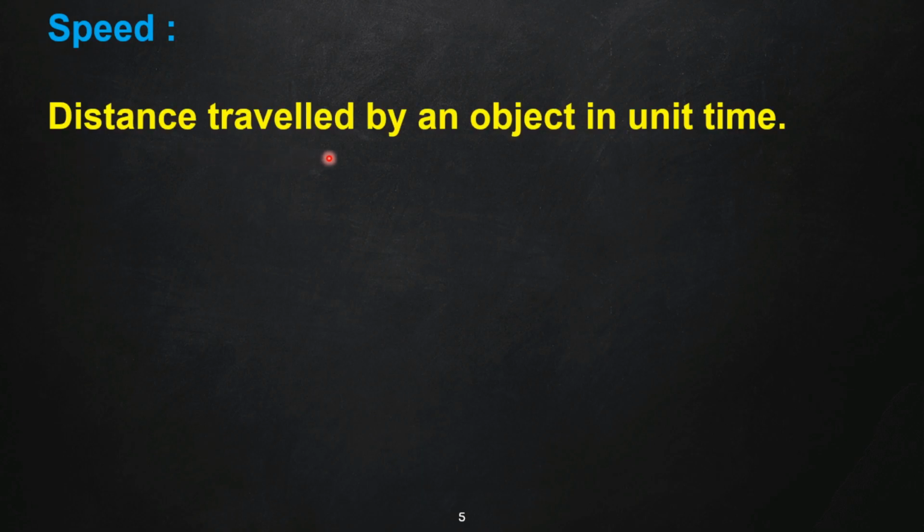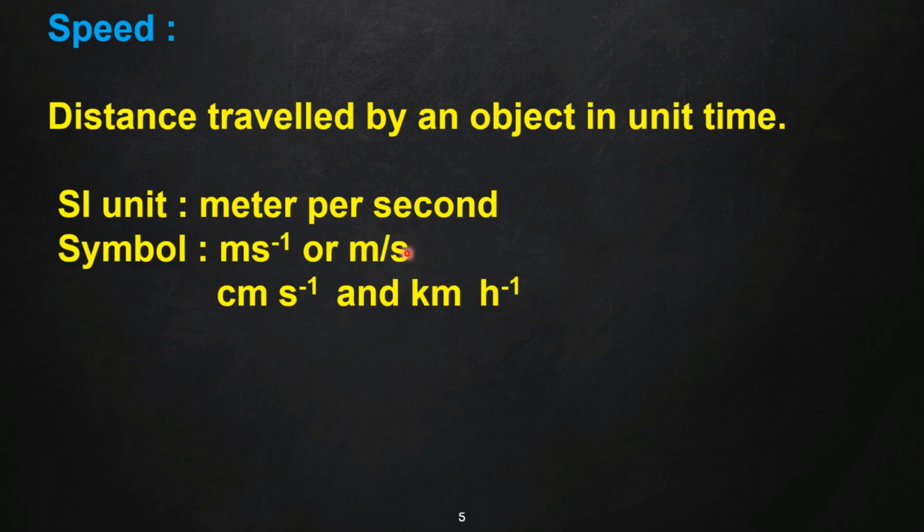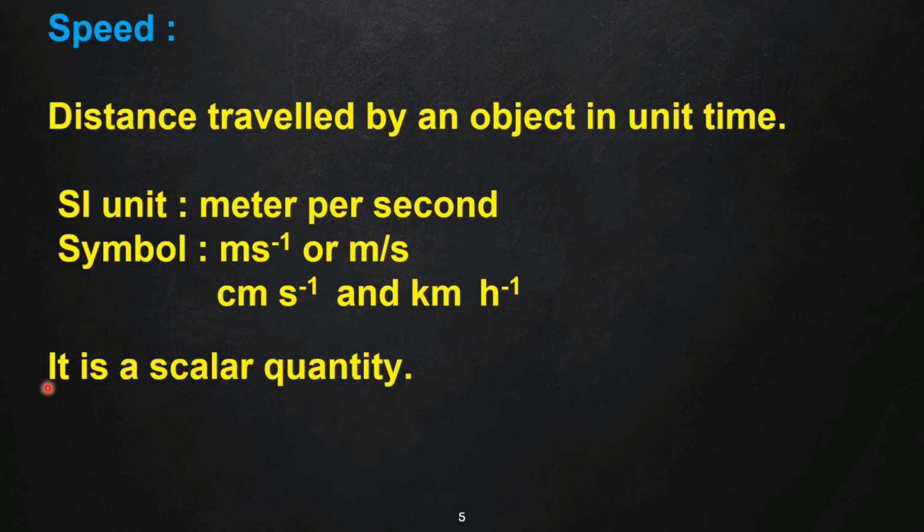Speed. The meaning of it is distance traveled by an object in unit time. The SI unit of speed is meter per second. The symbol for speed is meter second raised to -1, or we can say it as meter per second, written as m/s. It can be centimeter per second and kilometer per hour. It is a scalar quantity. Scalar means only the magnitude is considered.